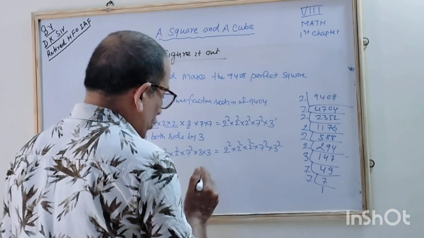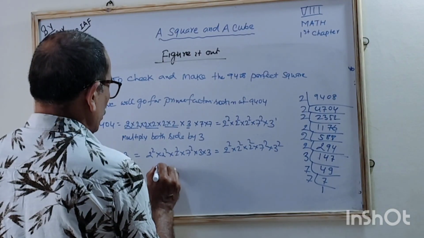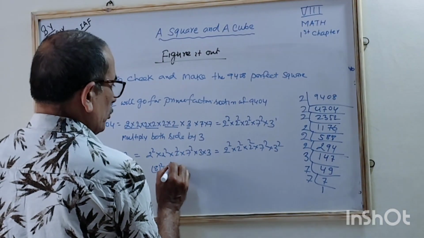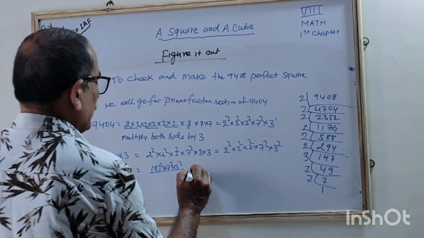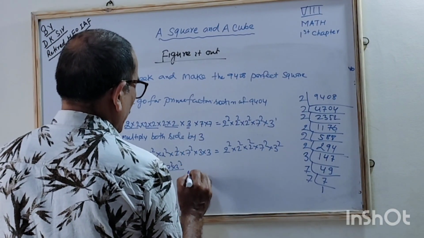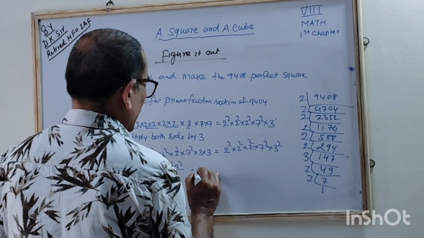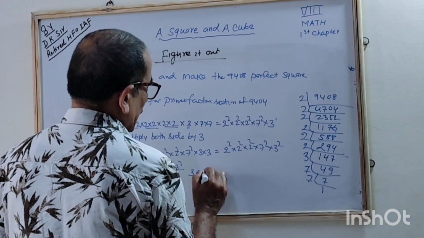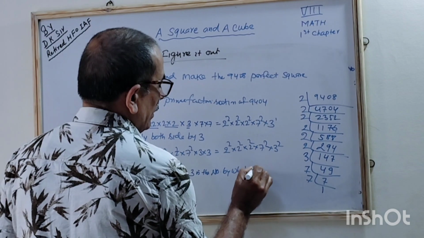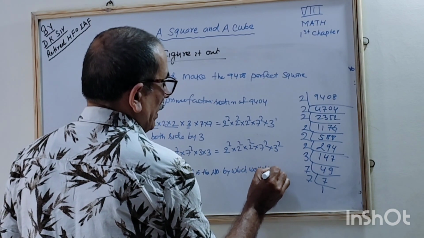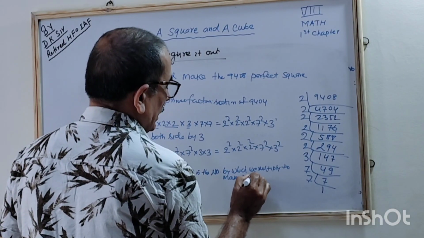This becomes a perfect square, because you can write 2 to the 4 times 8 to the power 2 into 7 to the power 2 into 3 to the power 2. Correct? So this becomes the perfect square by multiplying with 3. 3 is the number by which we multiply to make a perfect square.